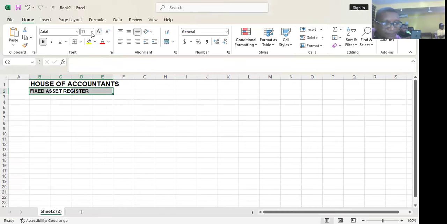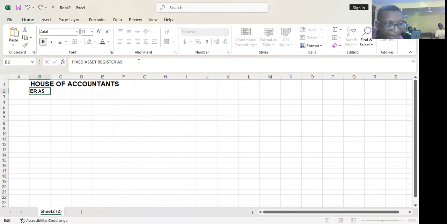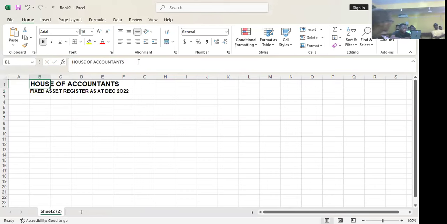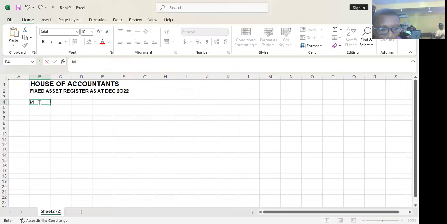Fixed asset register. I think there's a space here. Okay, no space. So fixed asset register, assets, December 2022. Are we good to go? Fixed asset register, assets, December 2022. Let's start with motor vehicle.